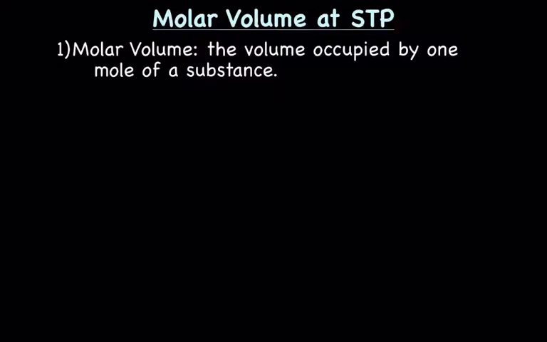Molar volume of a gas at STP, or standard temperature and pressure. And what is standard temperature again? 0 degrees Celsius, or 273.15 K, and standard pressure is 1 atm. Molar volume. The definition of molar volume is the volume occupied by 1 mole of any substance. So right now, when we're talking about molar volume, I'm talking about any substance, doesn't necessarily need to be a gas. So again, molar volume is the volume occupied by 1 mole of a substance.